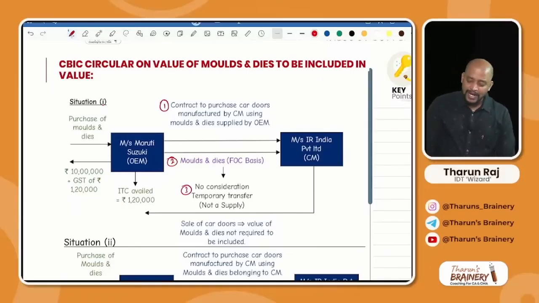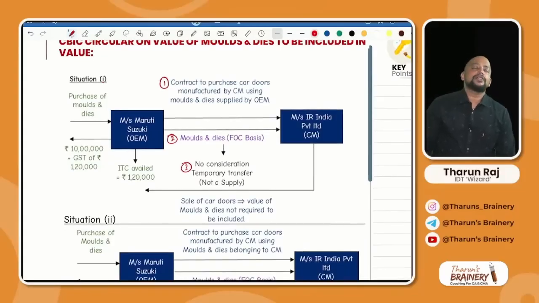Next. Now what happens? IR India Private Limited is selling the car doors. For the car doors, who is the seller, who is the buyer? IR India Private Limited is the seller.